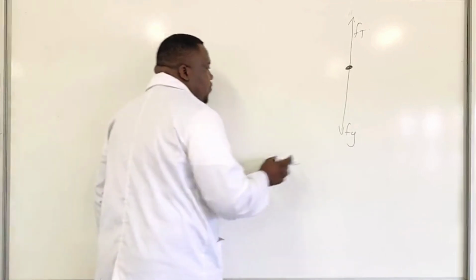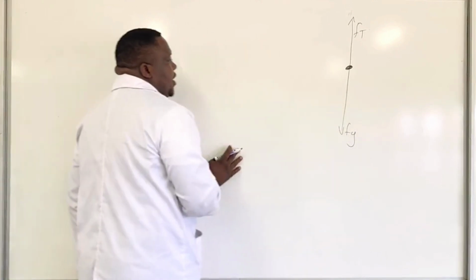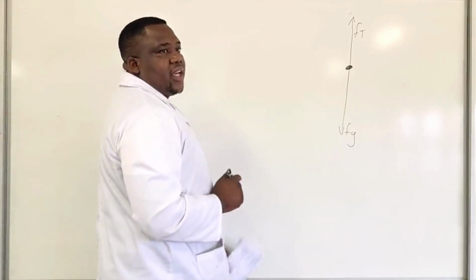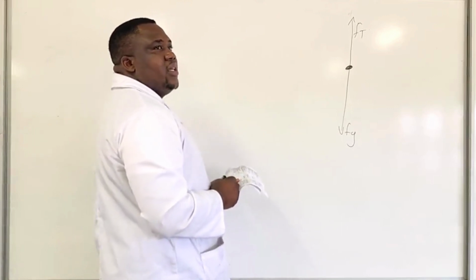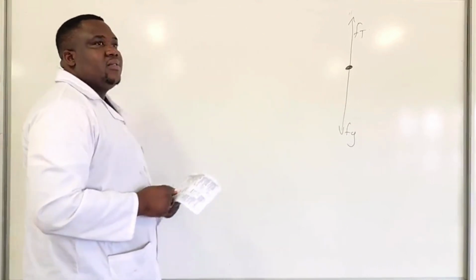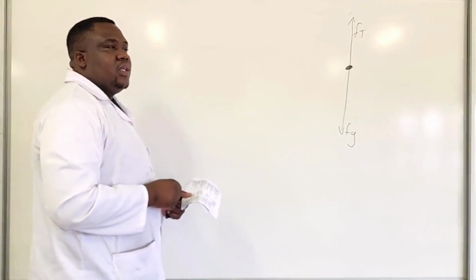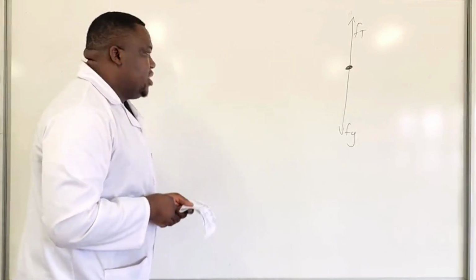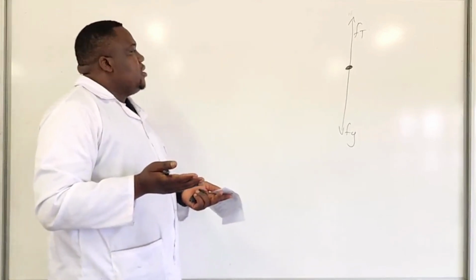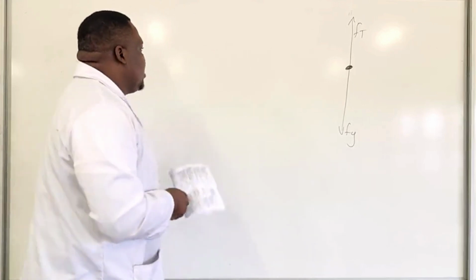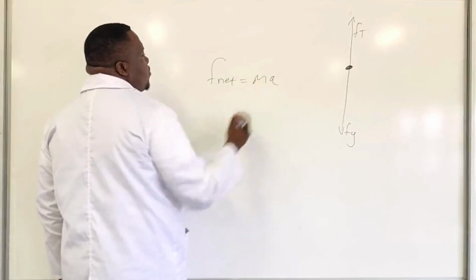So how do we calculate the tension force? Let us check. For the 2 kg block, what is F net? We can use the formula F net is equal to ma.